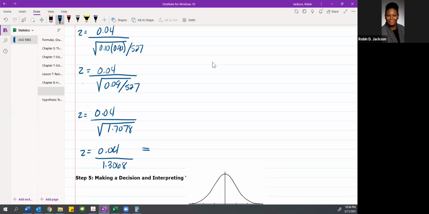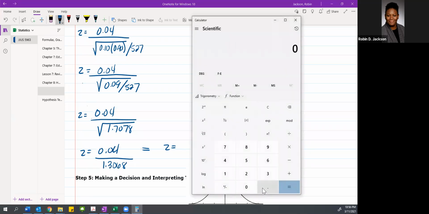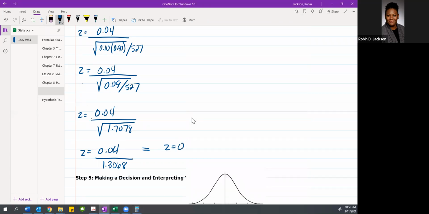So that means my Z is going to be equal to, let's do that math, clear it out, 0.04 divided by 1.3068. That gives us 0.0306. Okay, 0.0306. Now here's the thing about this one. This one is a little bit different.